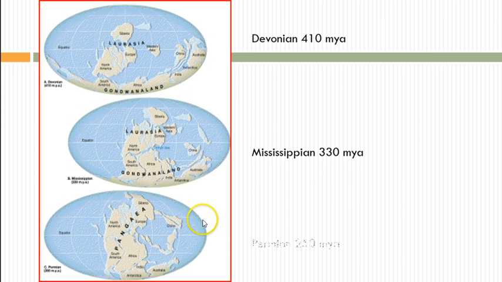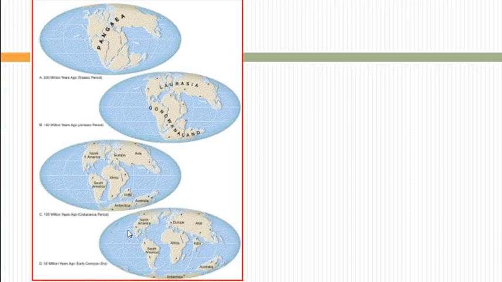And eventually, by the time you get to the Permian 250 million years ago, you've got this single continent called Pangaea. And we'll talk about that later on, because at this point, everything's connected. So any life is able to go from one place to another. And this goes back to that idea of the fossils that we find across continents. This is how that worked.